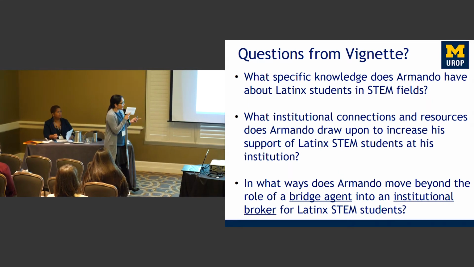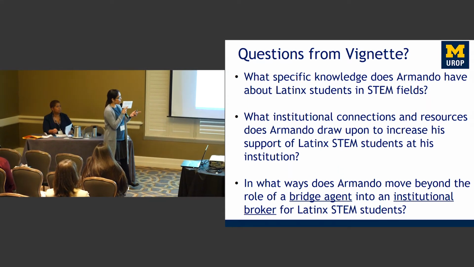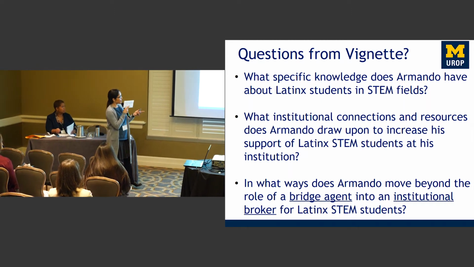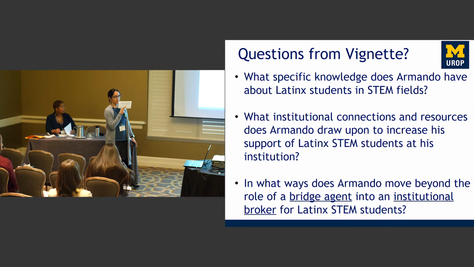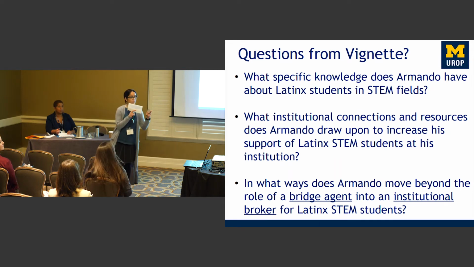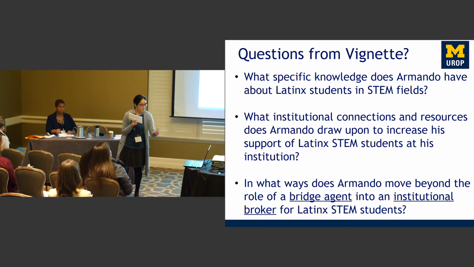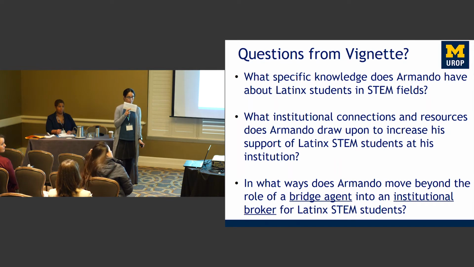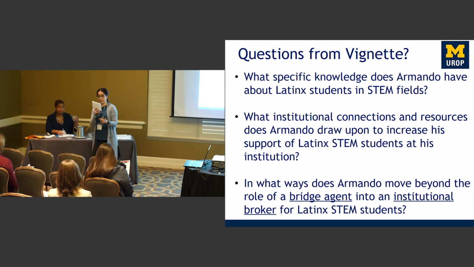What institutional connections and resources does Armando draw upon to increase his support of Latinx STEM students at his institution? Institutional connections and resources. It's going back to he's utilizing his agency here. What was it? His faculty? What else? He's using his position as a dean at an R1 institution, wherever he's at, to make that phone call. What else? Faculty.